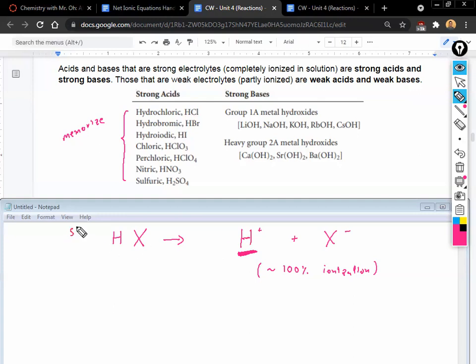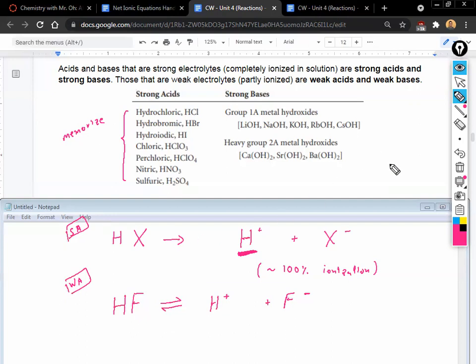Okay, so these are strong acids. In contrast, weak acids don't completely break down. An example of a weak acid would be HF. HF does break down into H plus and F minus, but not 100%. So we use this arrow right here. You see how it goes in both directions? We use this arrow to represent that it's a weak acid. It doesn't completely turn into H plus and F minus.